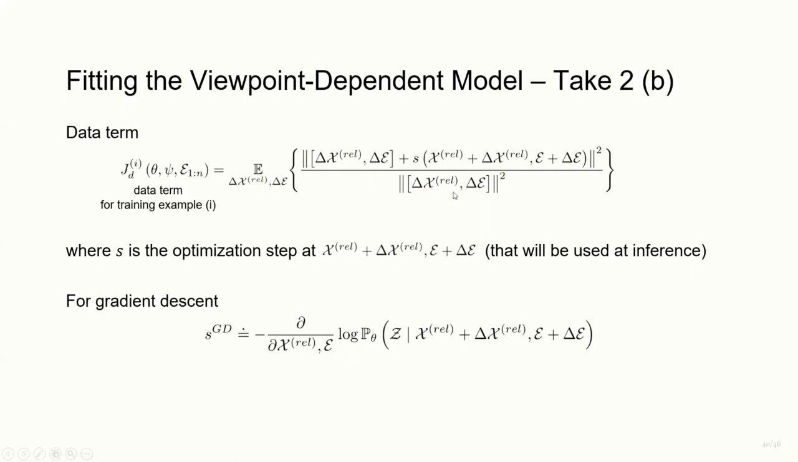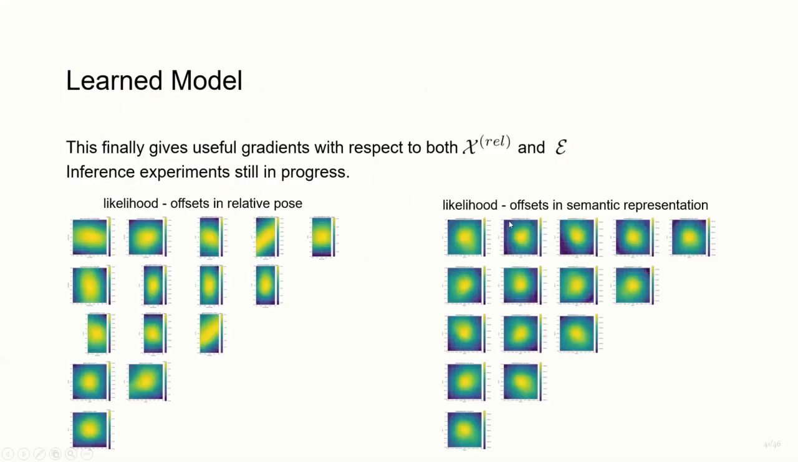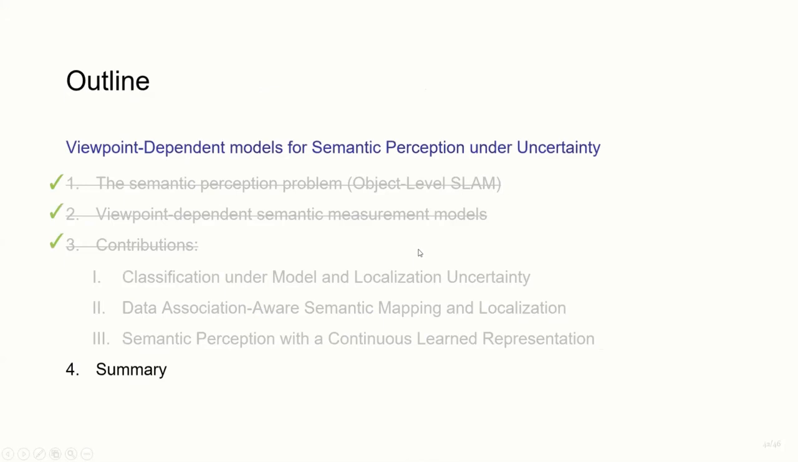This value itself is interesting because it can be viewed as the ratio of the distance to ground truth after taking the optimization step to the initial distance. That is, by what multiplicative factor did we improve our estimate after one step. Okay, so I see that my time is really up. So in this approach, we were able to get useful gradients in inference, and we are still doing experiments with it in inference scenarios. Okay, so that concludes it.